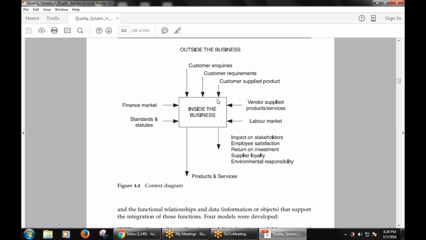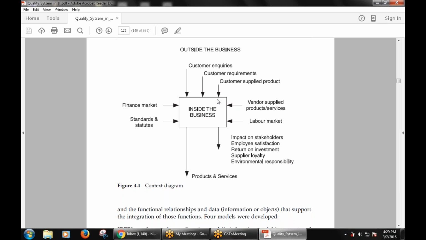Then there is the labor market. What is the impact on the stakeholder? How will the employee be satisfied? That is employee satisfaction. Then there is return on investment, that is, the profit that we can get after investing something. That is the return on investment.